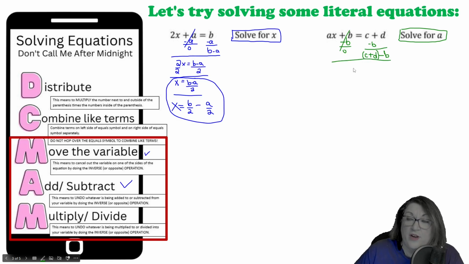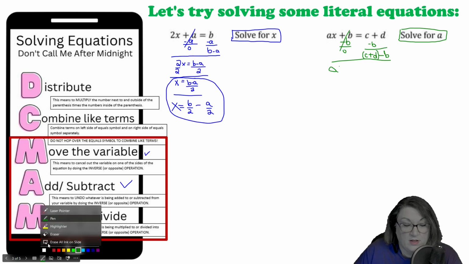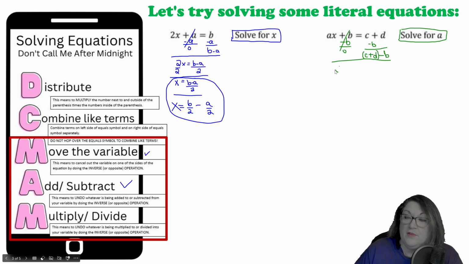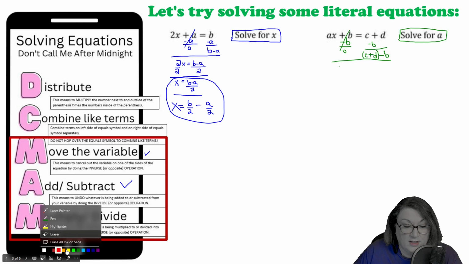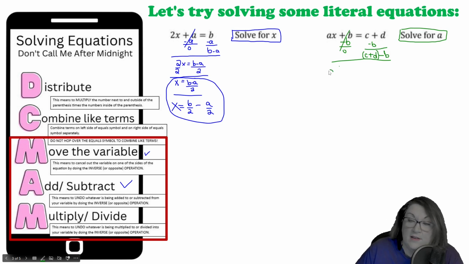And so now you've got a times x. Ooh, my a. Hang on, let me write that again. Strange. Okay. All right, so ax, and we don't have to write the b because it's gone. And then we could write c plus d minus b. Okay. And the last step is the multiply divide step.